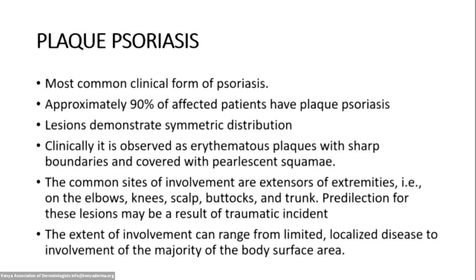So we'll start with plaque psoriasis. This is the most common clinical form of psoriasis, and approximately 90% of the patients affected have plaque psoriasis. And the lesions demonstrate a symmetric distribution, and it's clinically observed as erythematous plaques with sharp boundaries covered with pearlescent scale. The common sites of involvement are the extensors of extremities, that's the elbows, the knees, scalp, buttocks, and the trunk. And predilection for these areas of involvement can be as a result of traumatic incident. The extent of the involvement can either be limited or involve the majority of the body surface area.